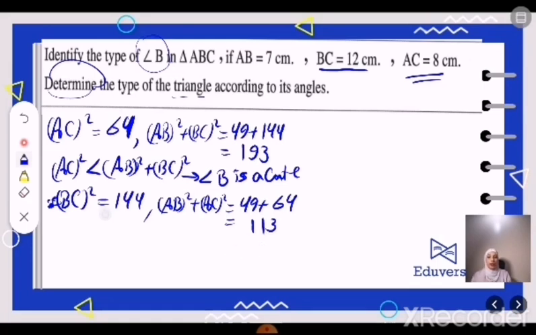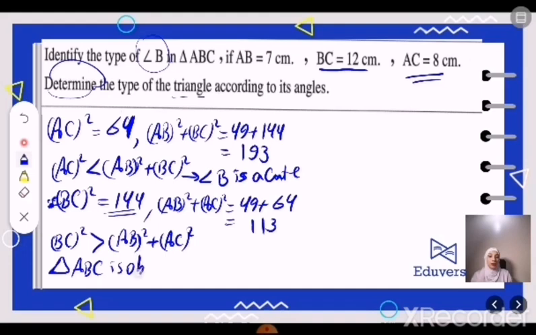113. Now I know that this side BC to the power of 2 is more than the sum of the squares of the other two sides, AB power 2 plus AC to the power of 2. If it's more than it, then the angle opposite to it is angle A. I can write angle A is obtuse, or I can say that triangle ABC is obtuse at angle A, which is opposite to BC. And that's all for now.